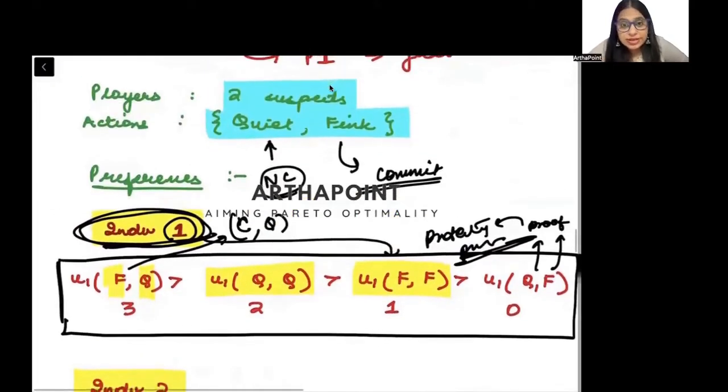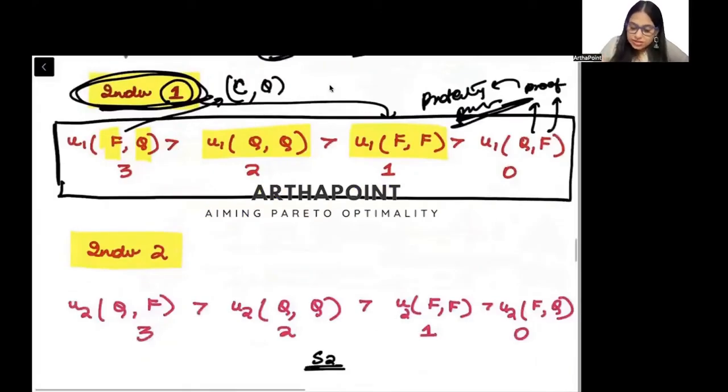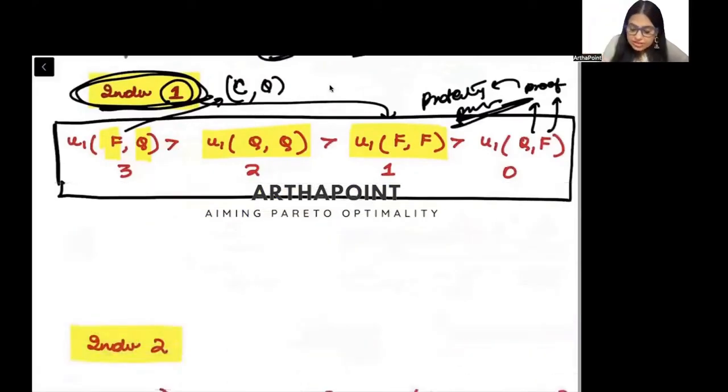Ki acha acha, main uske against proof ban raha hu. That's the worst thing for him. Hai na? So let's see this. The best thing for him is when this first person will commit, act as a proof against the other person, and the other person will keep quiet.